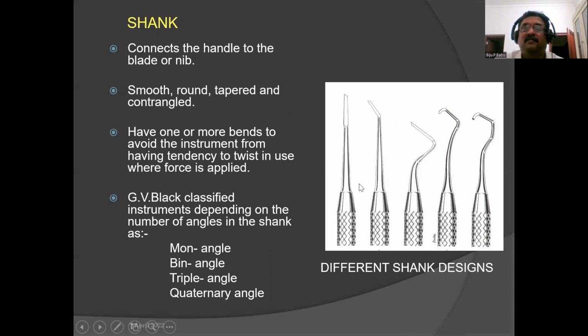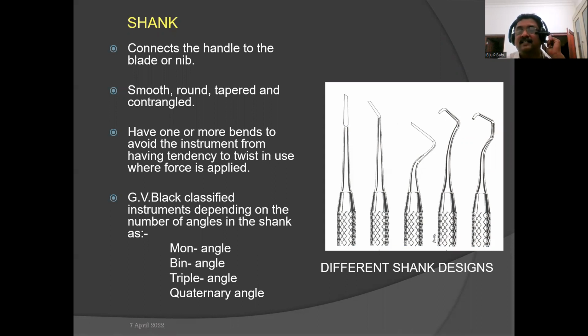In the first picture, there's no angle in the shank. In the second picture, you have a mono angle, one angle in the shank. In the third, you have two angles in the shank, so it is called a binangle instrument. Then in the fourth picture, you have three angles, so it is called a triple angle. And more than three angles, four angles, you call a quaternary angle.